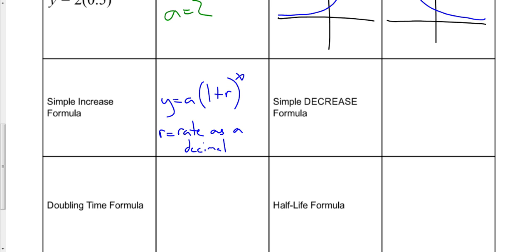Our formula for simple decrease is very similar. y is equal to a times 1 minus r to the exponent x. I'll just make that a proper 1. And again, the r value needs to be expressed as a decimal.